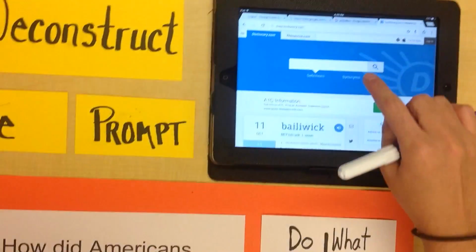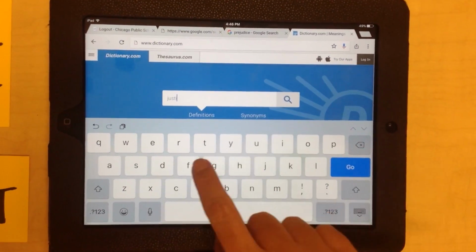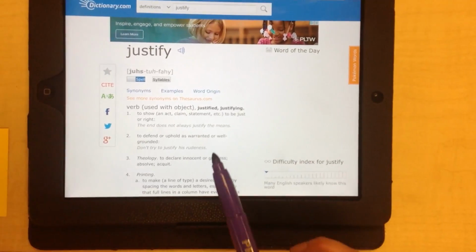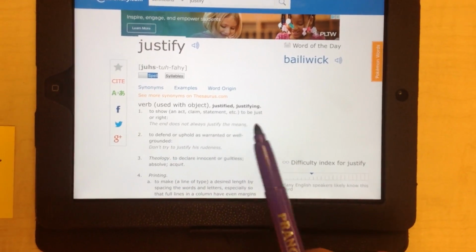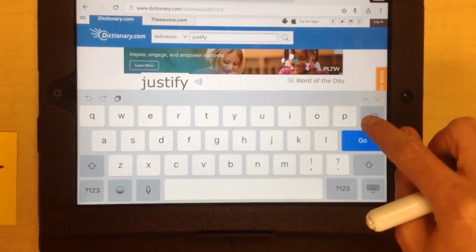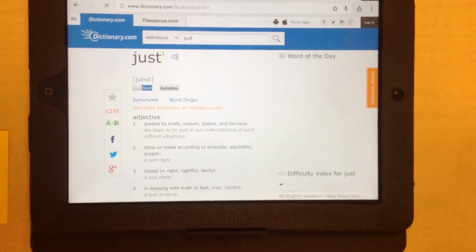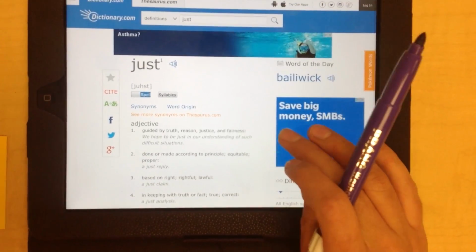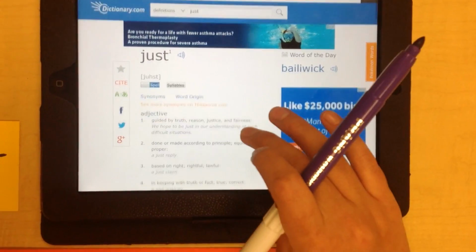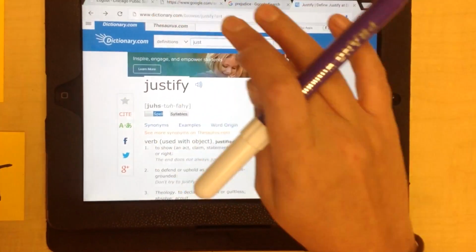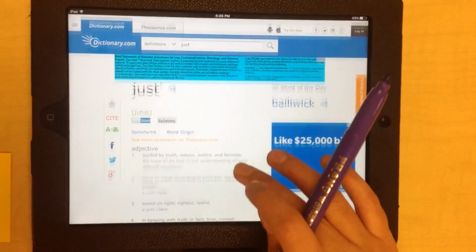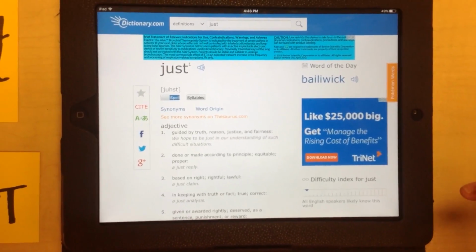So let's look it up on our iPad. Justify. It's a verb. To show, to be just or right. So the word justify has the word just in its definition, and I want to look that up too. Just means guided by truth, reason, justice, and fairness. So justify, if I put those two together, means to show, to be just or right. And again, just means guided by truth, reason, justice, and fairness.